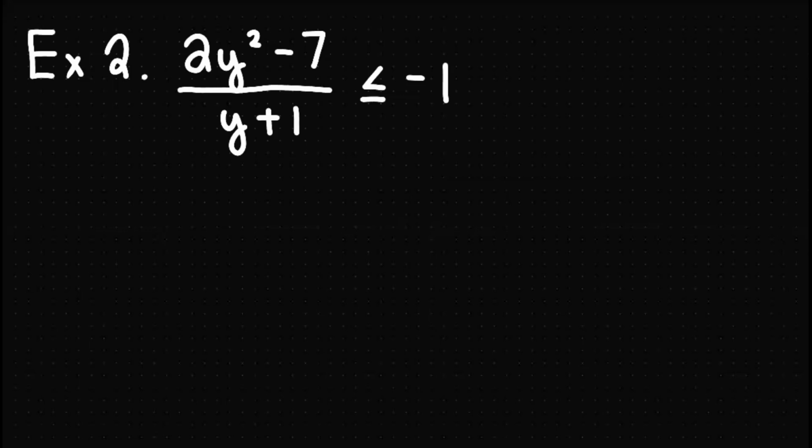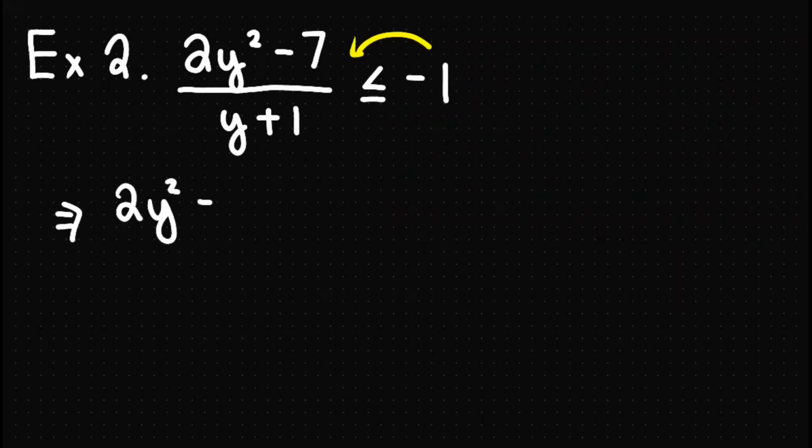So let's have this second example. Let's have 2y squared minus 7 over y plus 1 is less than or equal to negative 1. Unfortunately, in this example, we still have one side of the equation that is not equal to 0. So what we'll do is we'll move this to the left. And that will give us 2y squared minus 7 over y plus 1 plus 1 is less than or equal to 0.